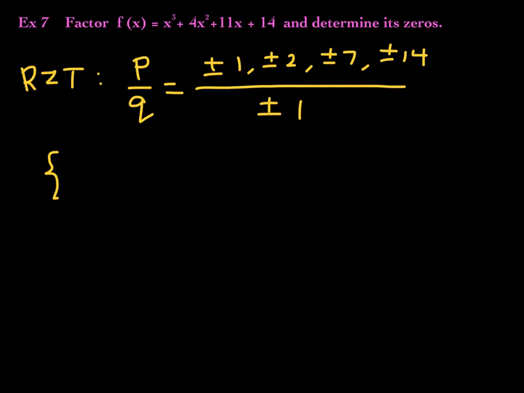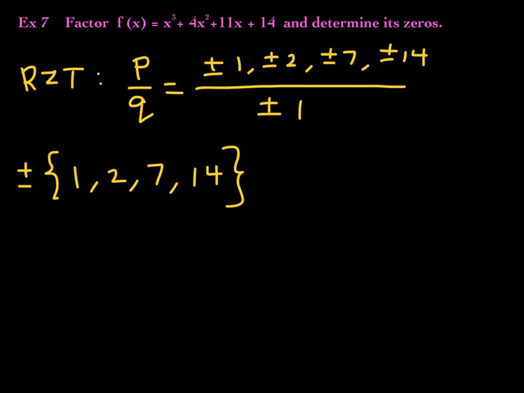So then all of your possible rational zeros are plus or minus 1, 2, 7, and 14. Now notice that you have 1, 2, 3, 4, 4 times 2. You have 8 options or 8 possibilities altogether. Of course, those are just your options for rational zeros.